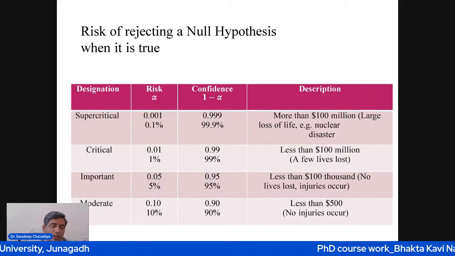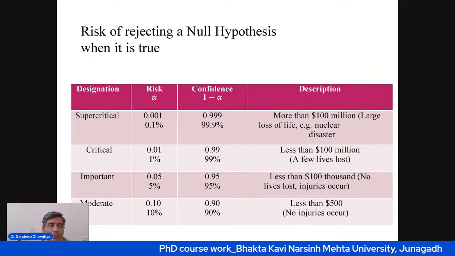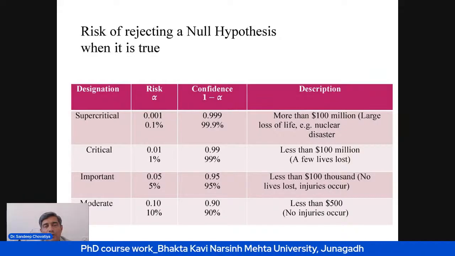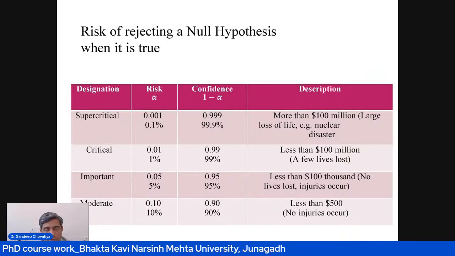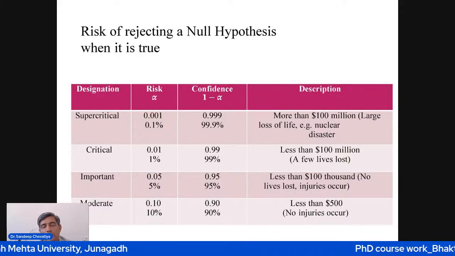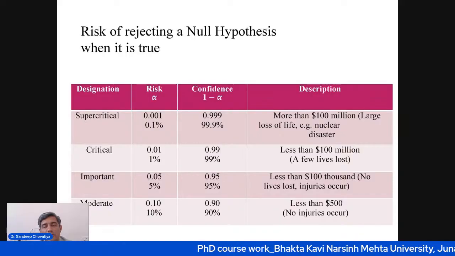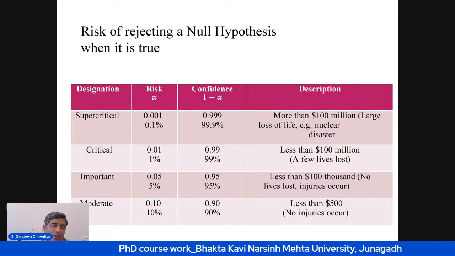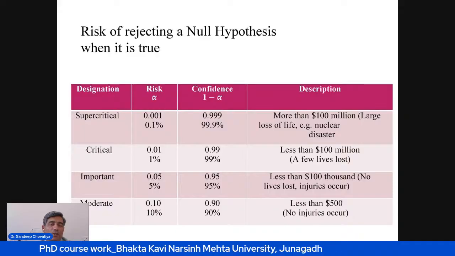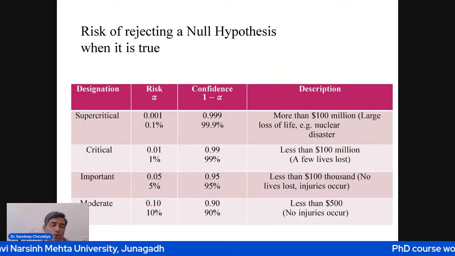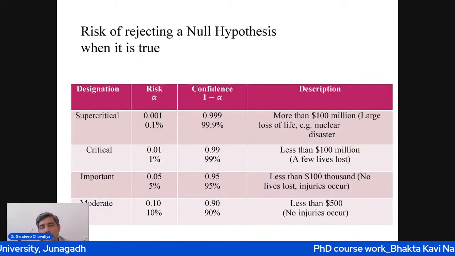They fall in the important category, the 5% level. In that, the alpha level is 0.05, our confidence interval is 95%, and less than thousands, 10,000 or 100,000, or no life loss or injury occurs. Then the confidence interval we keep is 95%, or the risk factor is 5%. If moderate, then 10%, a 90% confidence interval, and no injury occurs.